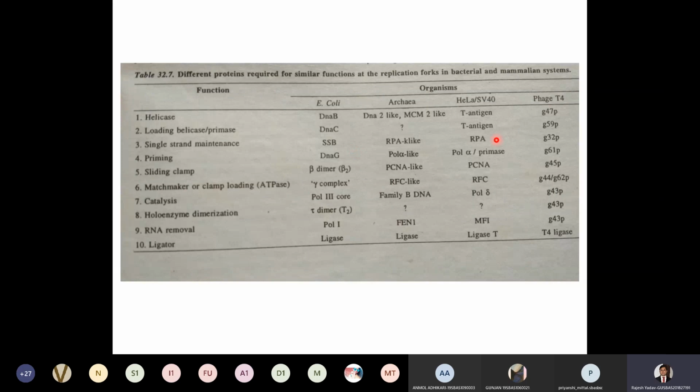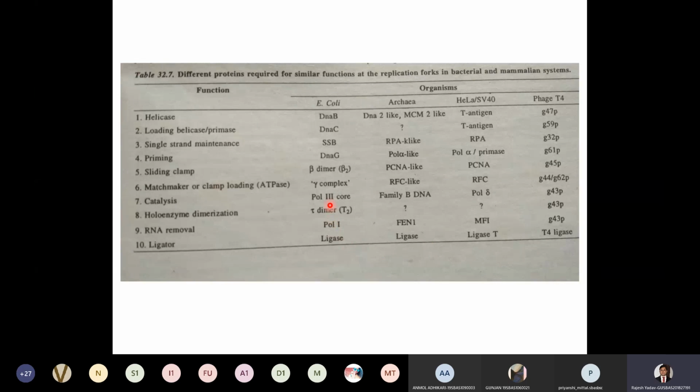You don't have to learn all these things. You can just learn some rememberable, important proteins. This is a beta dimer, and in place of beta dimer, the PCNA-like protein is important. You can learn this PCNA, and a simple protein to learn: you can learn ligase, ligase here, ligase T here, T4 ligase, that will be easy for learning. So you can learn this. That means ligase T and T4 ligase. So learn this.